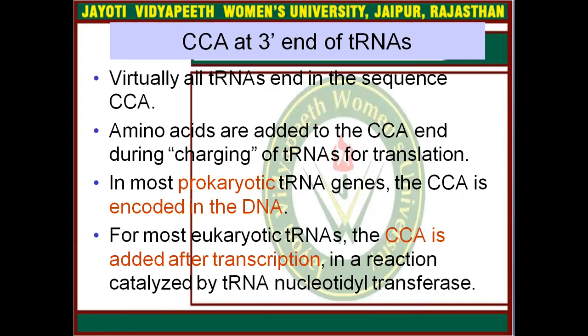CCA at the 3' end of the tRNA. Virtually all tRNAs end in the sequence CCA, and amino acids are added to the CCA during charging of tRNAs for the translation process. In most prokaryotic tRNA genes, the CCA is encoded in the DNA. For most eukaryotic tRNA, the CCA is added after transcription in a reaction catalyzed by the tRNA nucleotidyl transferase enzyme.